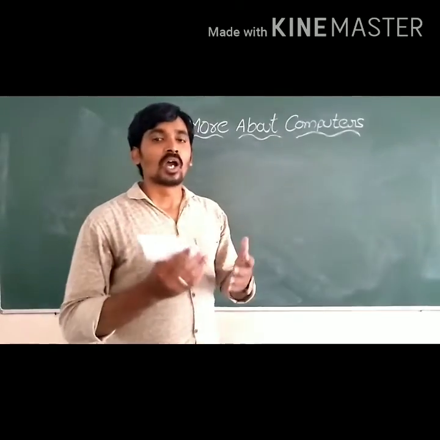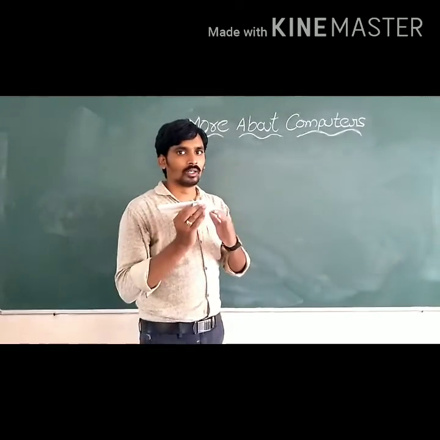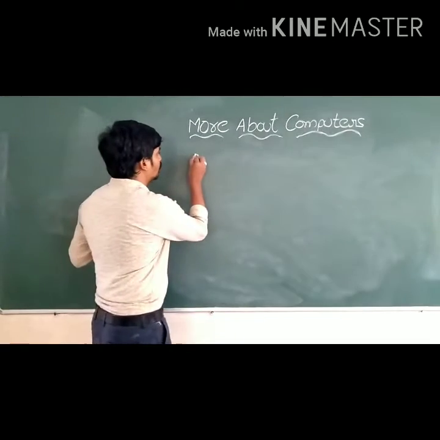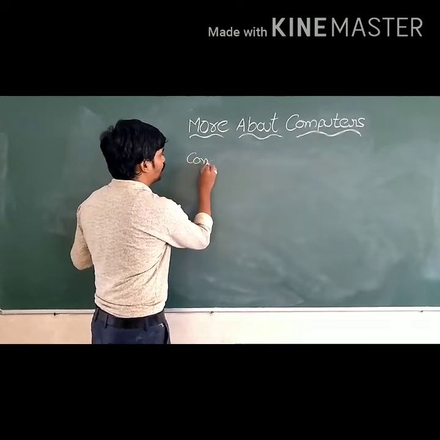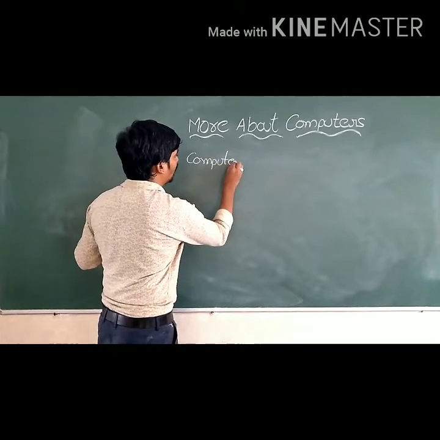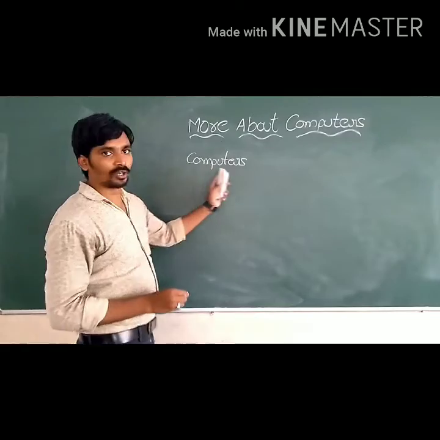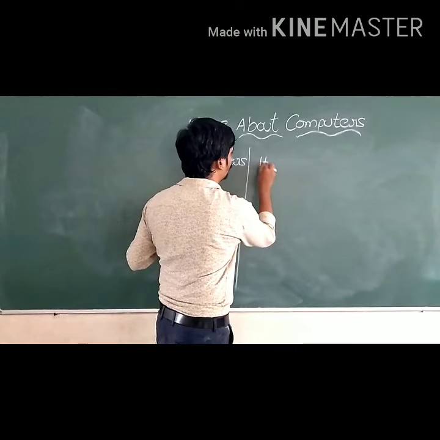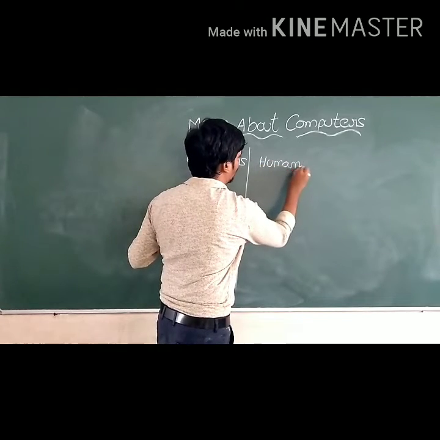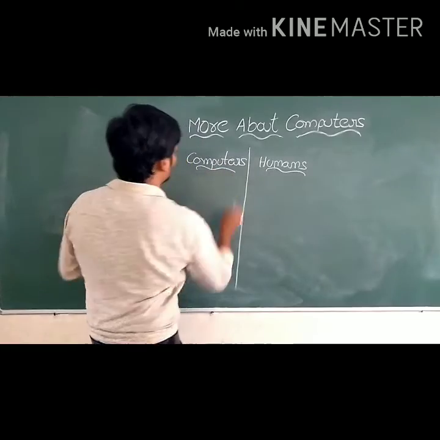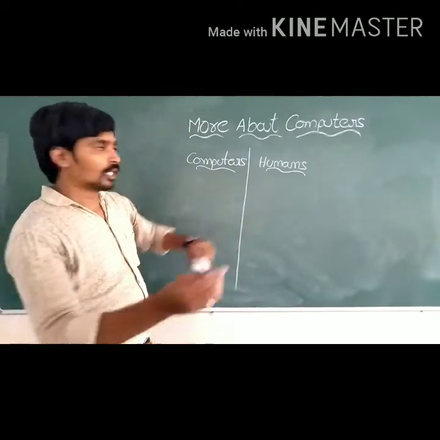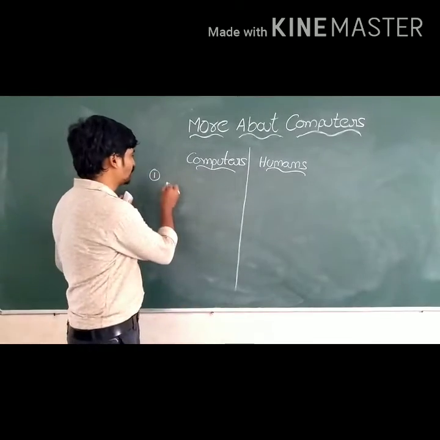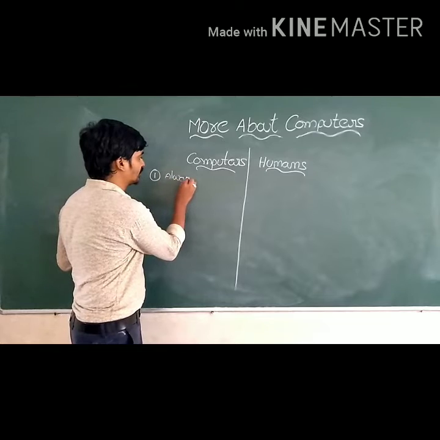The difference between computer and human. Computer and human difference. C-O-M-P-U-T-E-R, computer. Computer and human. Which one? Human. H-U-M-A-N-S, humans. Both are different. Computers and humans have small differences. First one is computer is always correct. Computer is always correct in calculation.